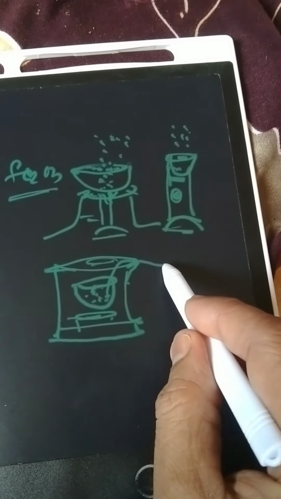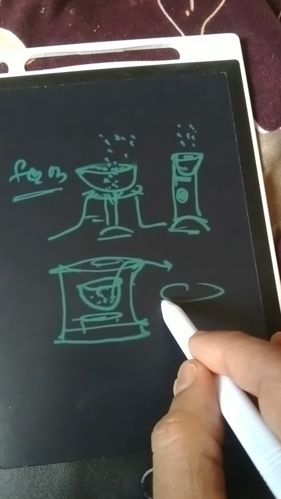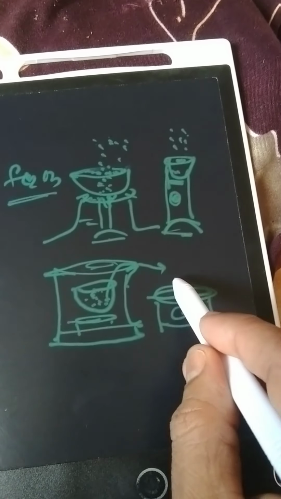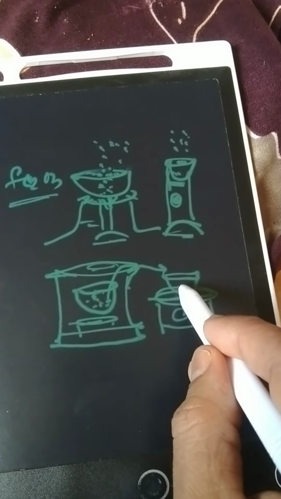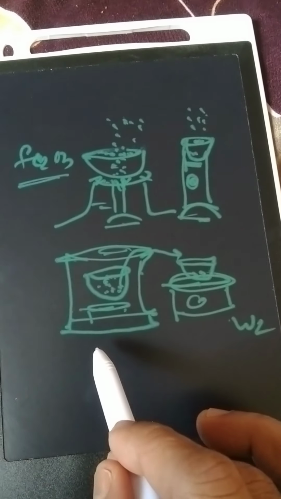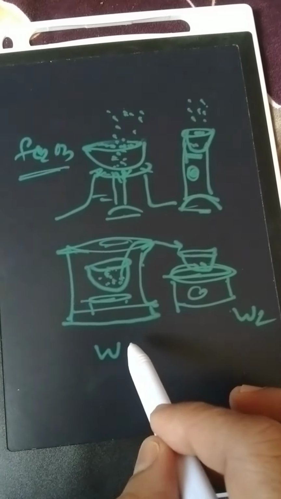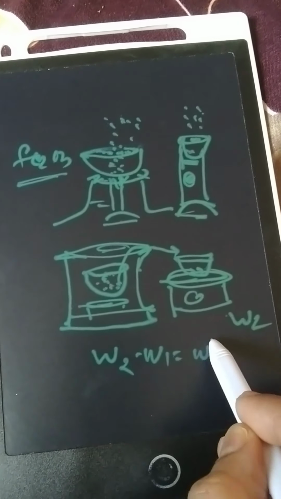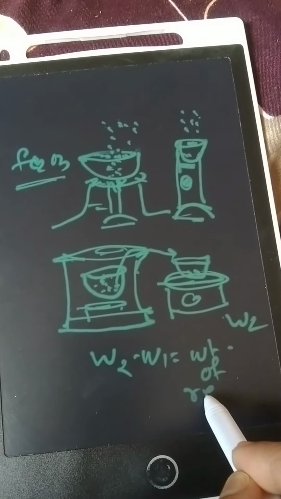Then the crucible with the residue is weighed on the digital balance. How to use the digital balance for that? On the balance, the residue with the crucible is weighed. That weight is now W2. So we have to take the difference of the weights. After this weighing process, W2 minus W1 gives the weight of the residue Fe2O3.